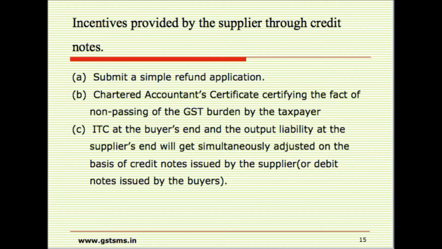This report makes it amply clear that refund would be available subject to an application being made together with the certificate of a chartered accountant which certifies that no GST burden has been passed on by the taxpayer. Besides this, both supplier and buyer will furnish the details of the credit note or debit note as may be applicable in their returns so that simultaneous adjustment can be made at both the ends. Dual benefit of GST would not be given.